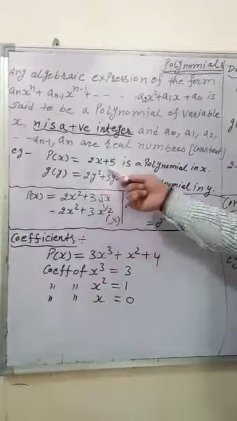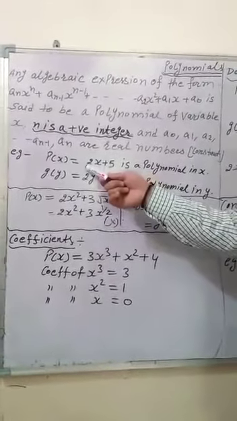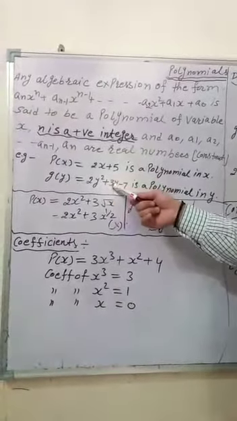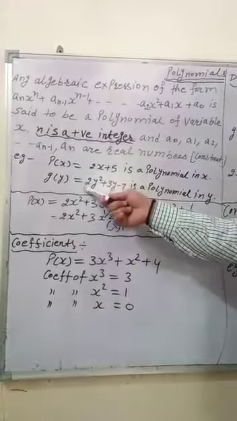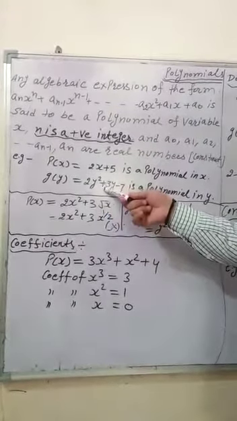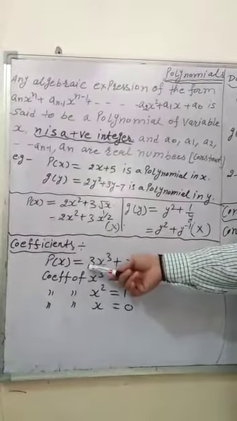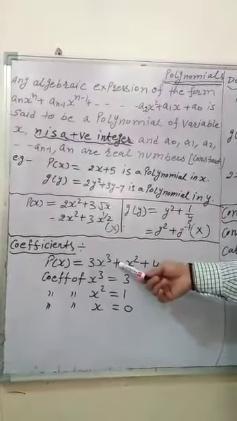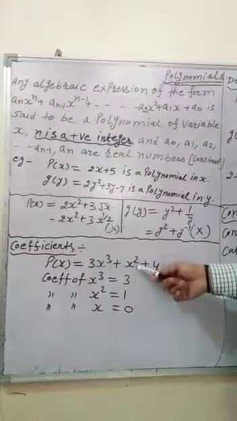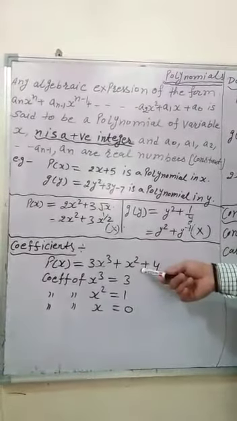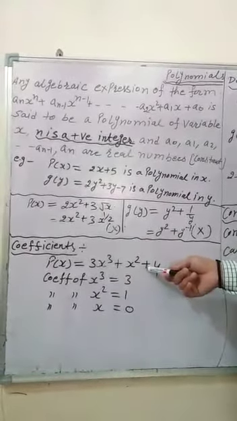Now in this polynomial, what is the coefficient of x? 2. Now in this polynomial, what is the coefficient of y square? It is 2. Coefficient of y is 3. Similarly, the coefficient of x cube is 3 and the coefficient of x square is 1. Now one point to be noted: in this polynomial there is no term with variable x.